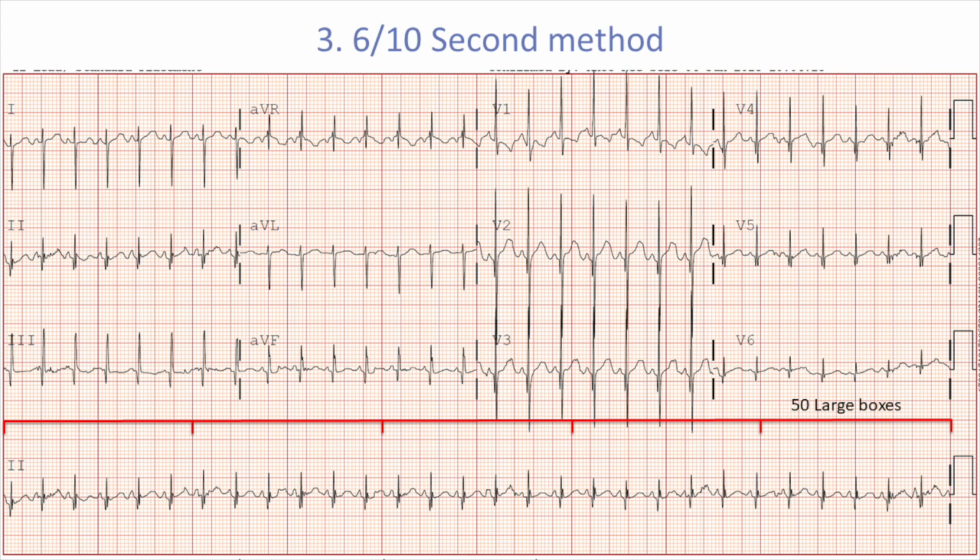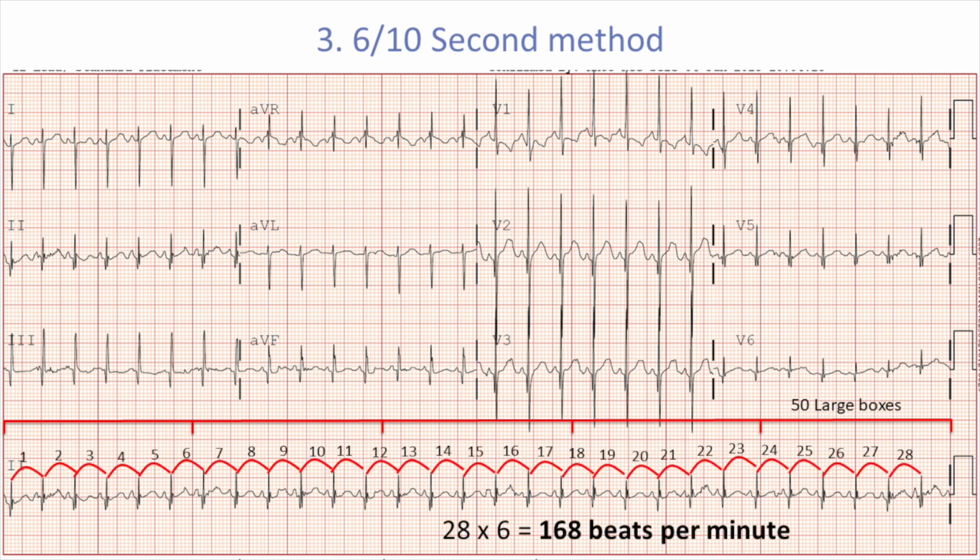The 6 or 10-second method is a method that works for irregular rhythms as well. In this method, the number of full R-to-R segments in 30 large boxes, or 6 seconds, is multiplied by 10. This can also be done for 50 large boxes, or 10 seconds, and multiplied by 6. In our patient, we can count 28 full R-to-R segments in 10 seconds. If we multiply this by 6, we get 168 beats per minute, which is within normal limits.